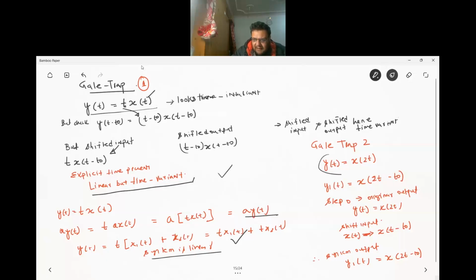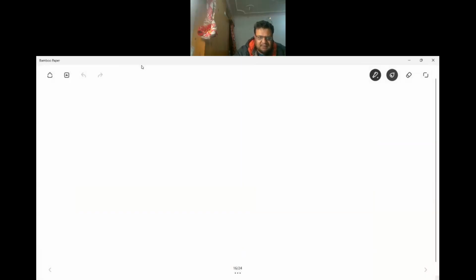It is varying with time. The other trap here is x of 2t. Let's check this. Step 0: the original output is y of t equal to x of 2t. Now shift the input, so x of t minus t naught. The system output y1 of t will become x of 2t minus t naught.